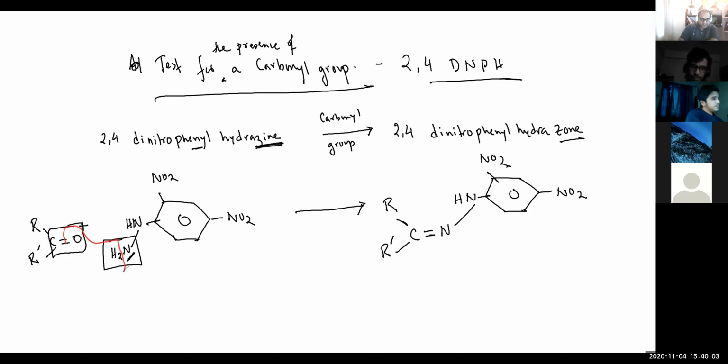So this is known as 2,4-dinitrophenyl hydrazone. This gives you an orange precipitate. This is not a distinguishing point between aldehyde and ketone. This is just to test for the presence of a carbonyl. This test can be given by both aldehyde and ketone.